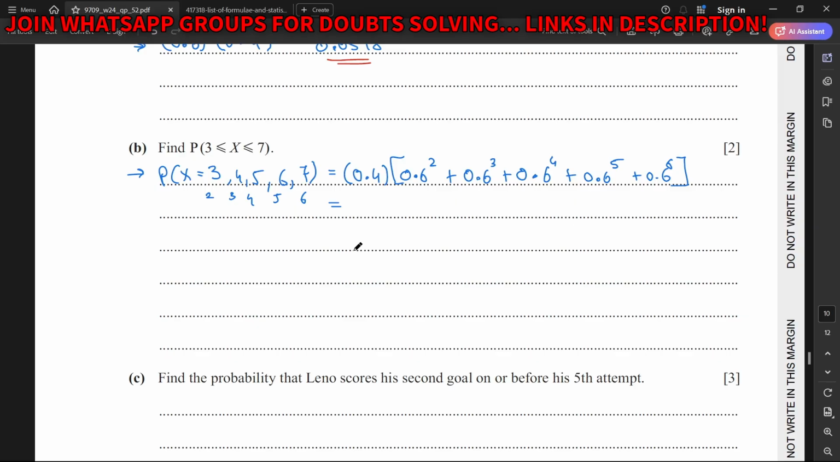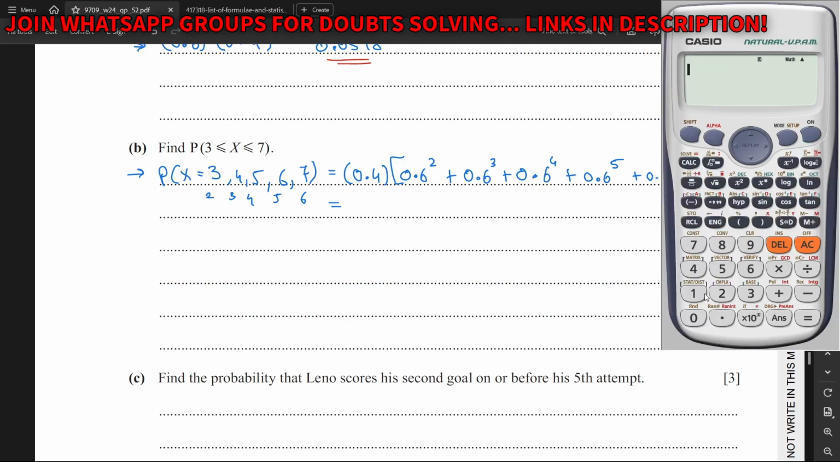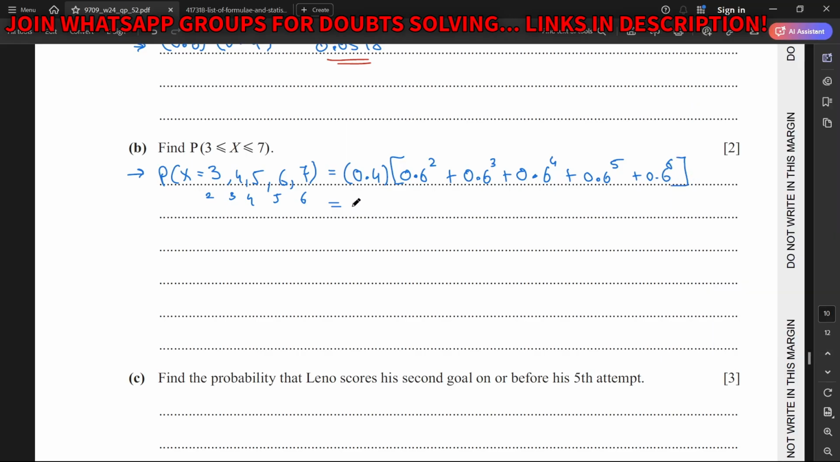And if I can solve this in my CAIE, 0.4 into summation of 0.6 to the power of x, where the x value goes from 2 to 6. And this gives me the answer of 0.332. So 0.332 will be my final answer, and I'll erase this 2, 3, 4, 5, 6 that I've written over here so that it looks neat. And finally, I'll change my color to mark my final answer.